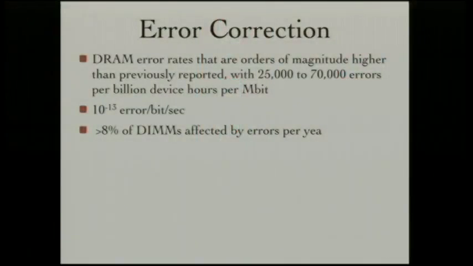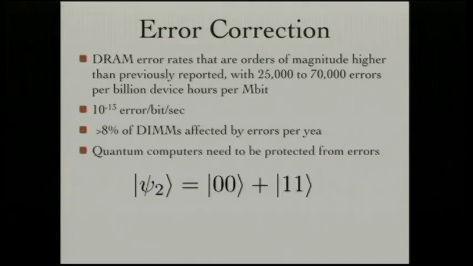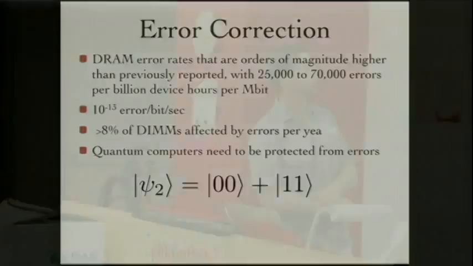And about 8% of DIMMs were affected by at least one error in a year. But that's pretty amazing, because DIMMs have many millions or billions of bits inside them. But quantum computers need to be protected from errors, because whilst errors in a classical computer take the form of a bit flipping, let's suppose we wanted it to be 1 and it flipped to 0, or perhaps it simply can't take one of the states that you wished it to. So there might be some reason that it's broken and it's always stuck on, say, the state 0.